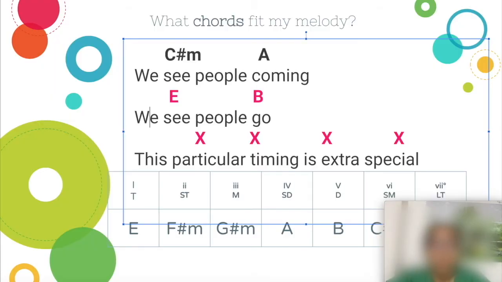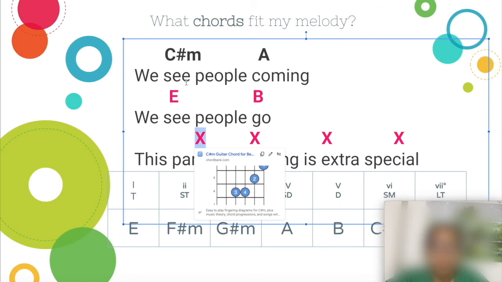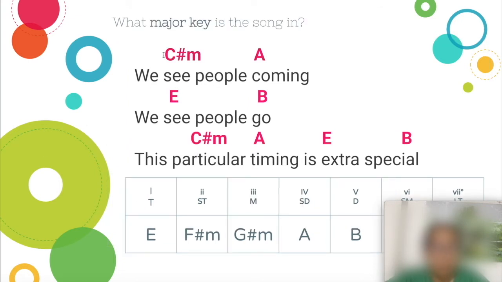Then it matched. And then I just noticed that this chord progression repeated in the next line. So this is how I got the chord progression, or the set of chords for my song.